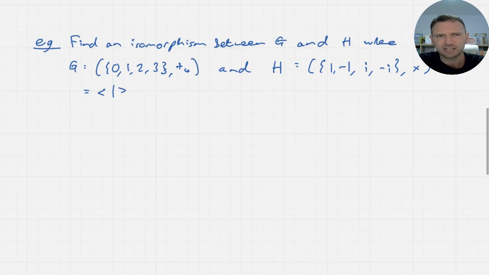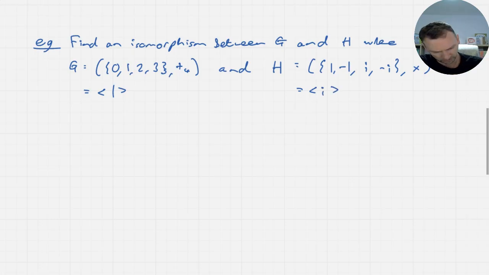But if we start with i, then i squared is negative 1, i cubed is negative i, i to the 4 is 1. So i has order 4, and i generates all the elements in our group. So this is the group generated by i, and that's the notation we can use.